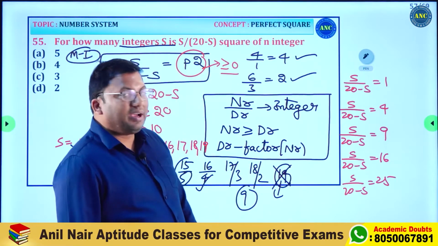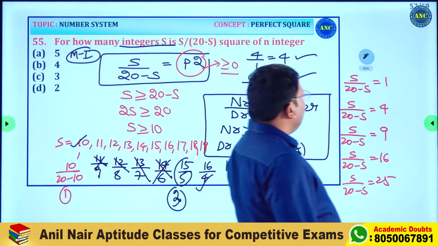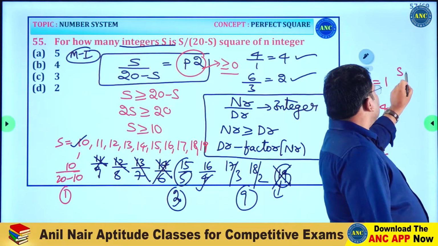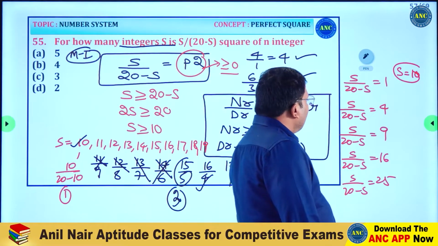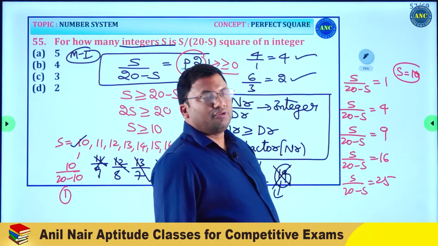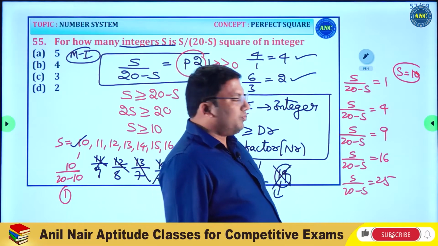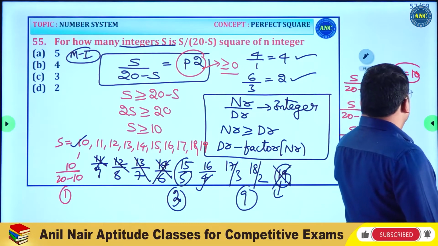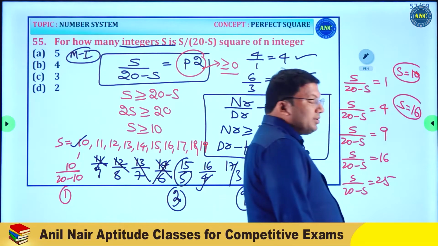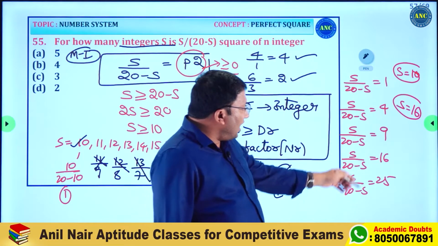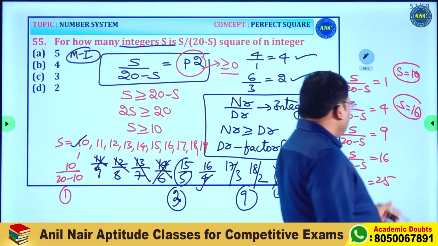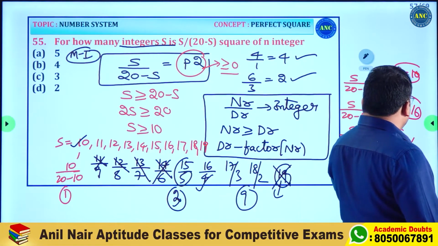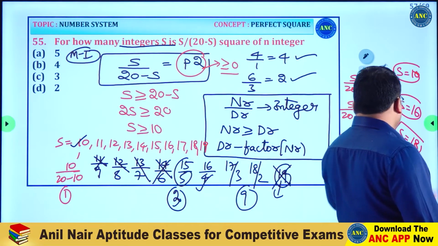S by 20 minus S is 1. S is 20 minus S, so S is 10. S by 20 minus S is 4. S will be 80 minus 4S, 5S is 80, S is 16. Yes. S by 20 minus S is 9. I took the squares of an integer. S is 180 minus 9S, 10S is 180, S will be 18. Yes.